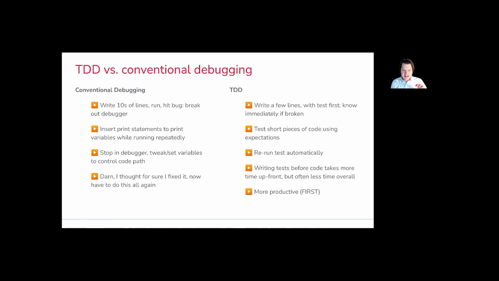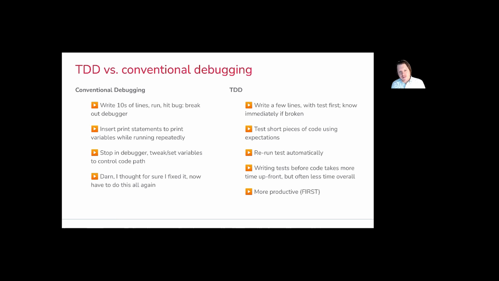So it could get very tricky and it might require a lot of tracking down to figure out truly where that logic error perhaps resided. We have to, as I mentioned, insert print statements to print variables while running repeatedly. A little bit easier to do this with the debugger. We can stop in the debugger, tweak set variables to check out how different pathways are executing within, say, a particular block of code. That's fair.